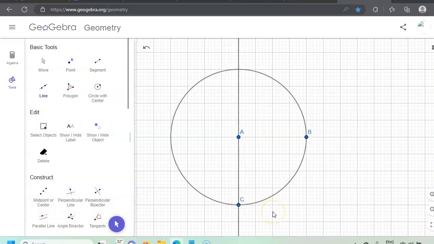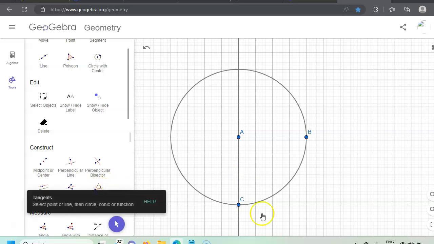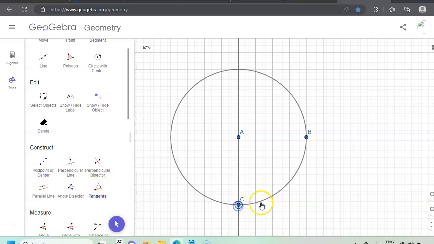We are going to make use of point C as the point of contact for the tangent line. So we are going to create a tangent line. Again, a tangent line is a line that touches the circle at one point. So we have tangents, and then click on point C and the circle.